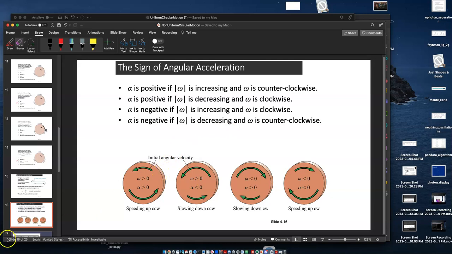So the top line is how it started. If we're speeding up, going counterclockwise, then the angular velocity is positive and the angular acceleration is positive. So we're starting out going this direction, and then we're going even faster this direction as we crank up the rotation. Then if our angular velocity is positive and our acceleration is negative, we're going this way and we're slowing down until we eventually turn around and start rotating the other direction.